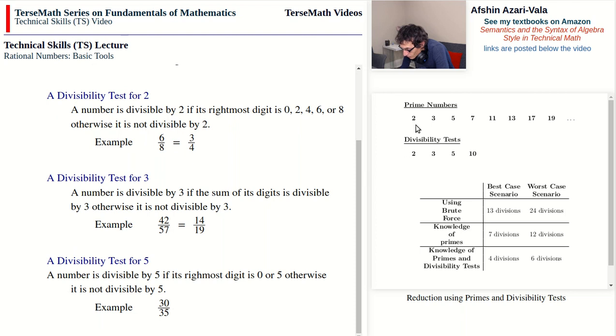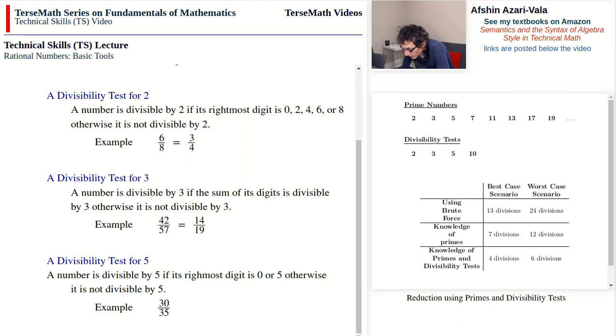As an example, 30 over 35. Let's start with 2. 2 goes into the top, not the bottom. I'm using the divisibility test for 2 here. No long divisions. And then I move to 3. 3 works for the top. 3 plus 0 is 3. You should know that 30 is divisible by 3, but even with the test, 3 is divisible by 3, so it works. But 35 doesn't work, because if I add the digits, I get 8, and 8 is not divisible by 3. So we move on to 5.